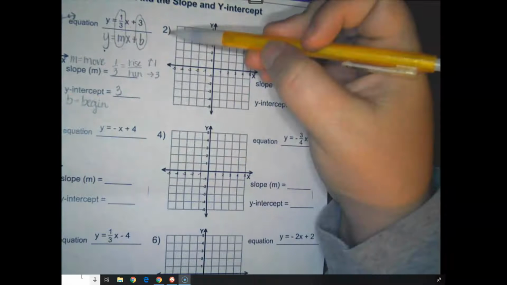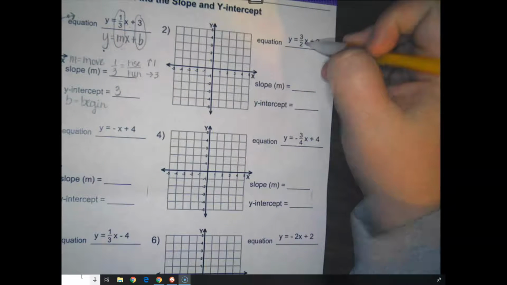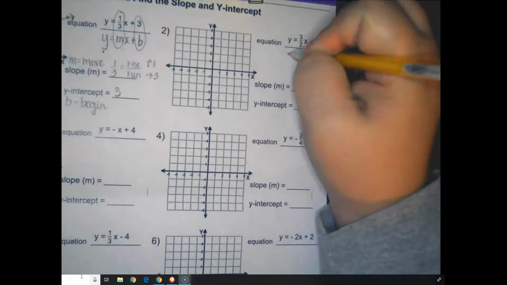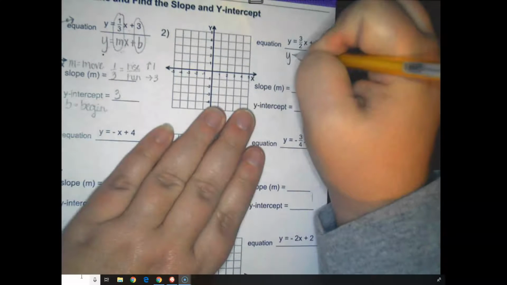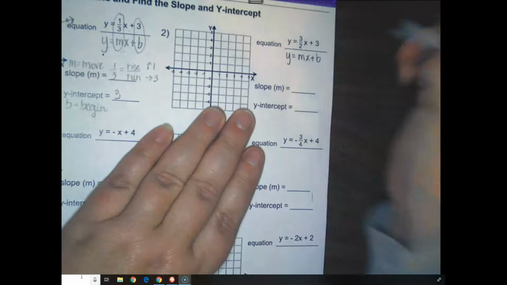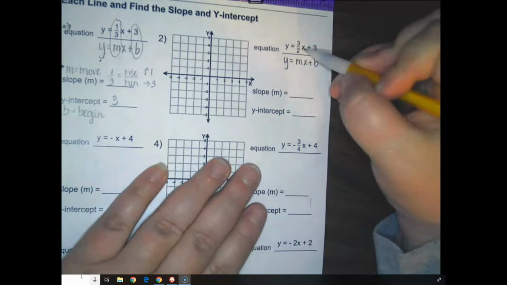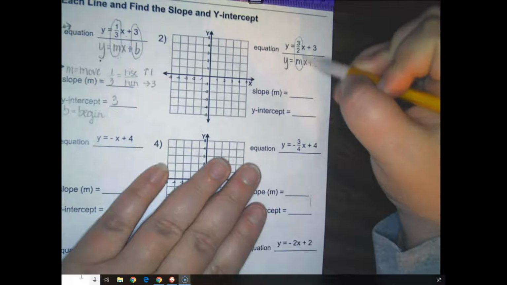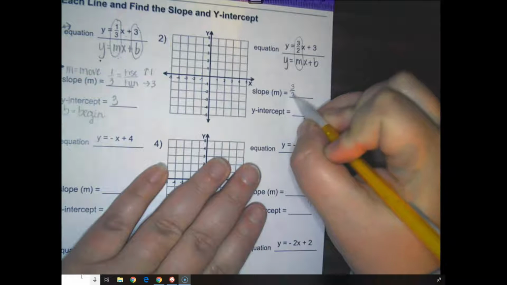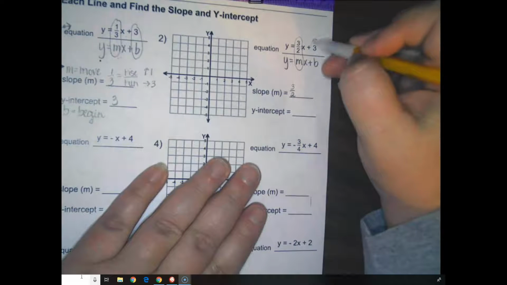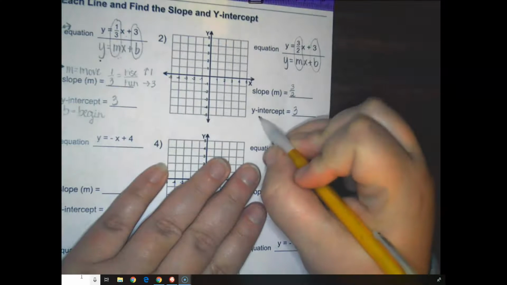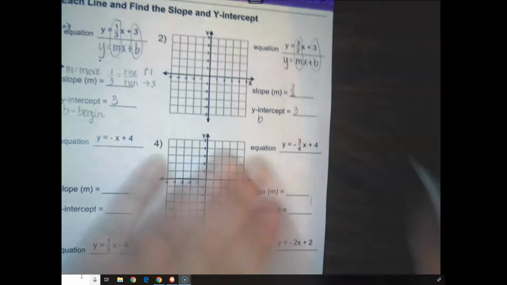You're going to want to number that, it's number 2. You're going to want to write this equation down. All right, so I have y equals mx plus b. My m is my slope, which is 3/2. My b is 3, and I'm going to put y-intercept. I'm going to be sure to put b under it.